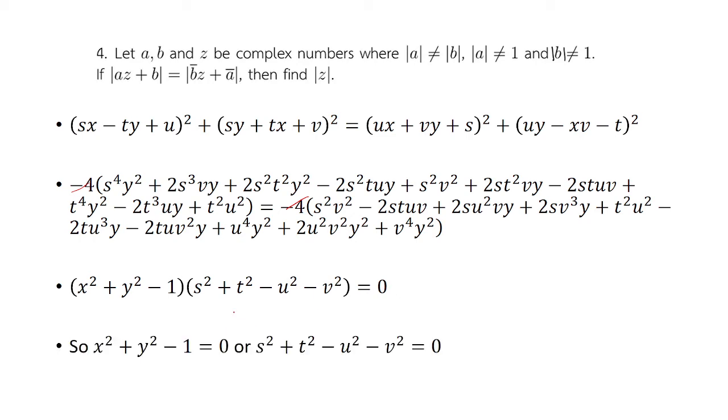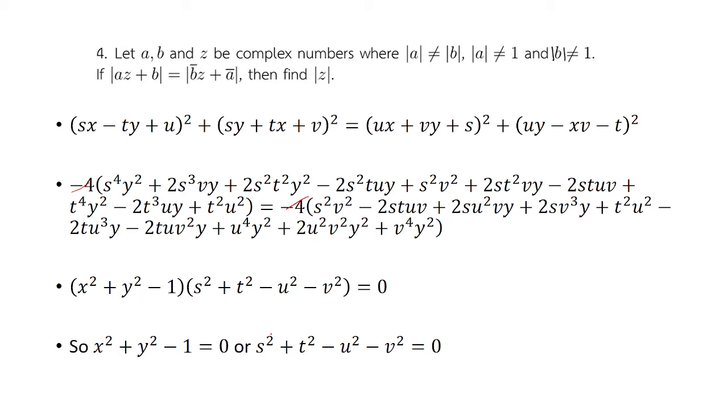So here we have two cases, right? We either have x squared plus y squared minus 1 equals 0, or s squared plus t squared minus u squared minus v squared equals 0. But notice that the norm of a does not equal the norm of b.